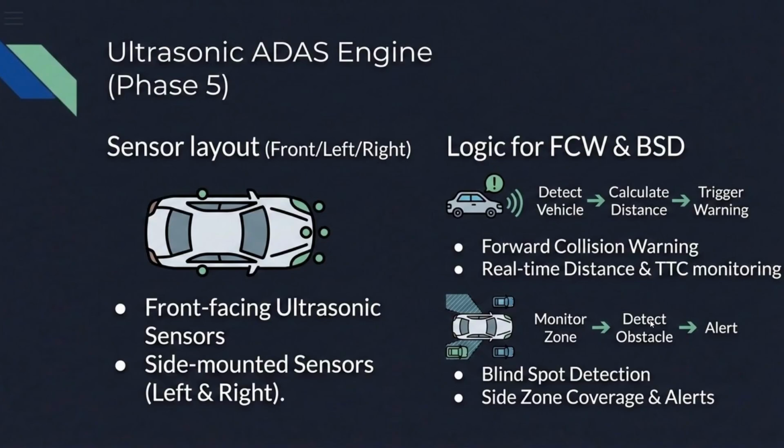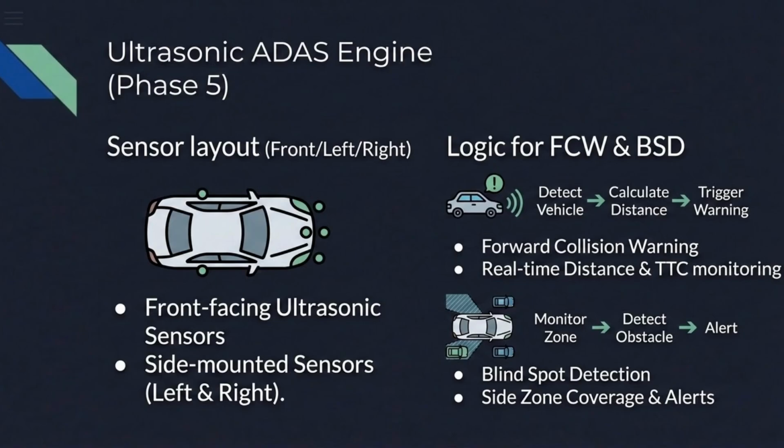Now, let's look at the ultrasonic sensors. This is the main intelligence of the project. Three ultrasonic sensors are used. One sensor is mounted at the front of the vehicle, while two sensors monitor the left and right sides. The front sensor is responsible for forward collision warning. Whenever an object gets too close, the system calculates the distance. If the distance becomes smaller than the safe threshold, a collision warning is triggered.